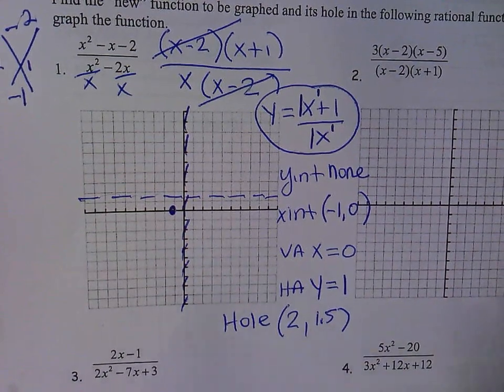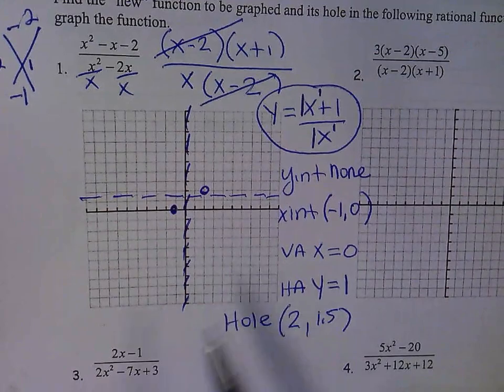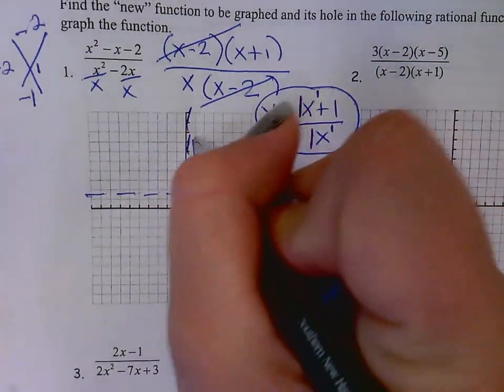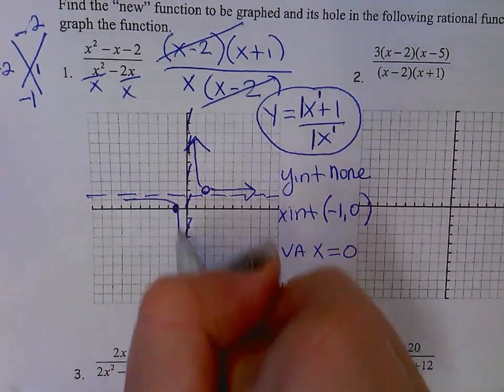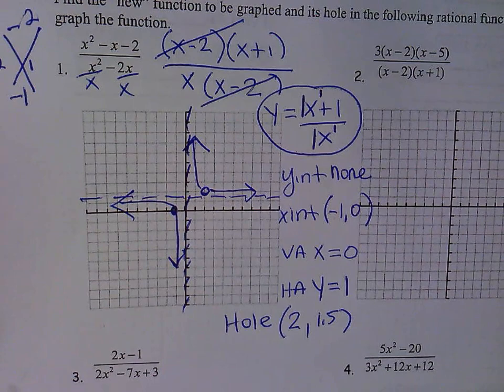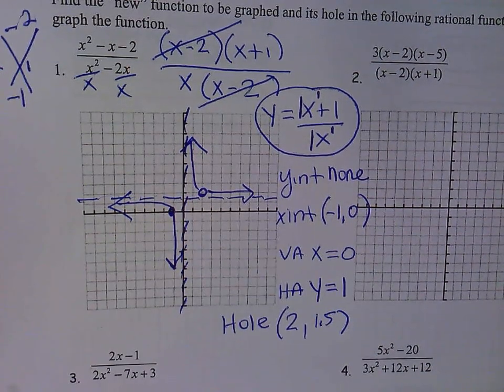So where is 2 comma 1.5? It's right here, right in that upper quadrant. So this elbow goes through this hole, and the other elbow goes through my x-intercept. And now I've graphed my 2 elbows. So sometimes the hole will help you find your other elbow. If not, you still have to plug in another value to find it.